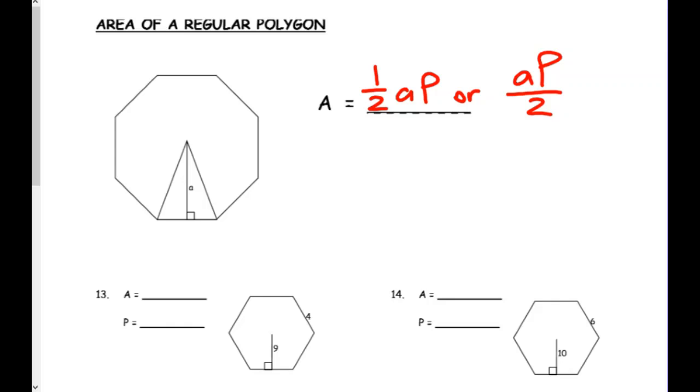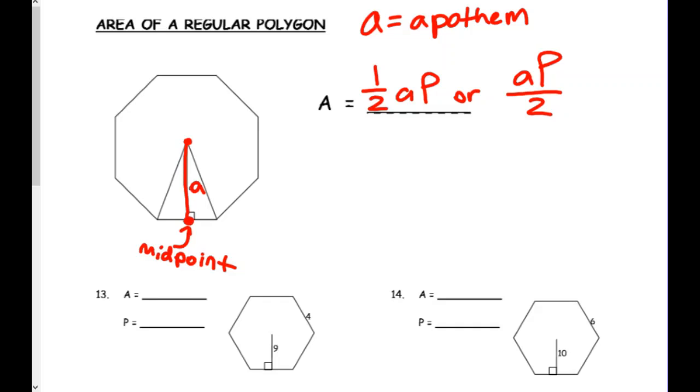So I will remind you at the top. Little a means apothem. And if you look at this little picture right here, from the center to the midpoint, that's called little a, apothem. Okay? Now, I'm going to do this in blue.